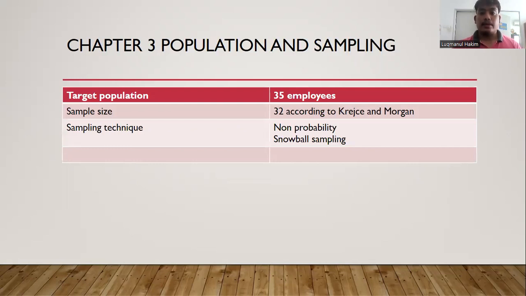Okay, this is population and sampling. My target population is 35 employees that work in the SLA Ibn Khaldun, Rawang, and the sample size is 32 according to Krejcie and Morgan. The sampling technique that I use is non-probability, because I just follow the amount of sample, and I also use snowball sampling.